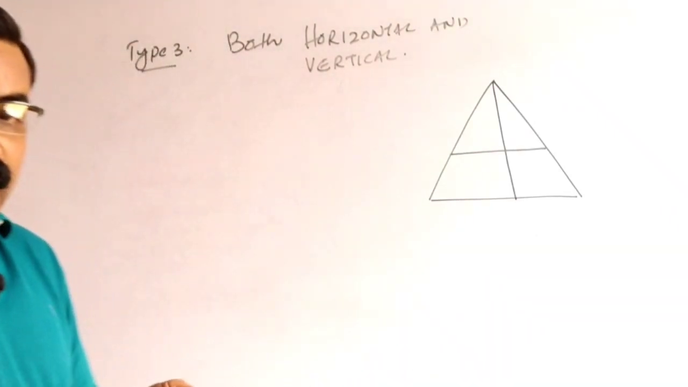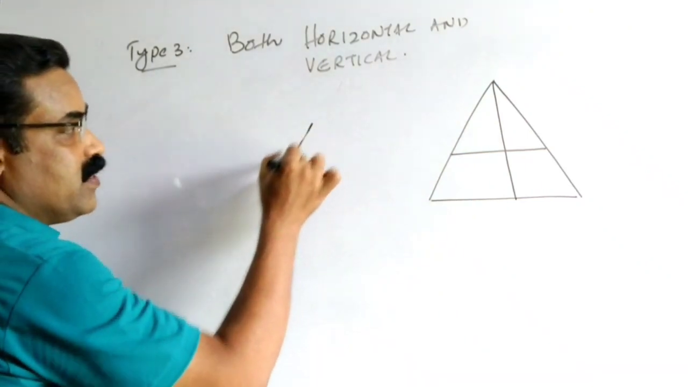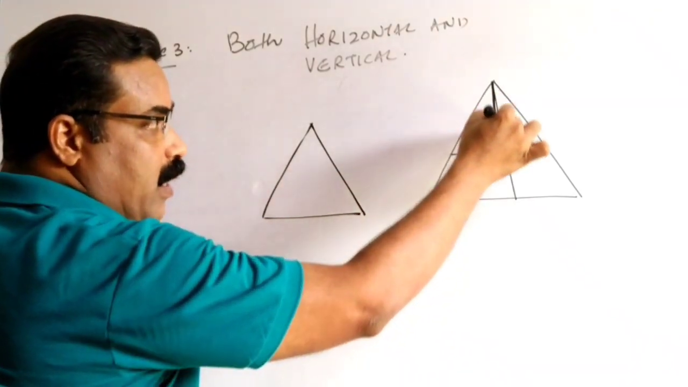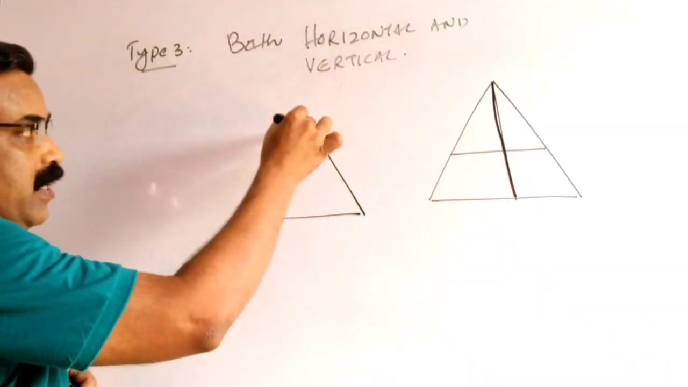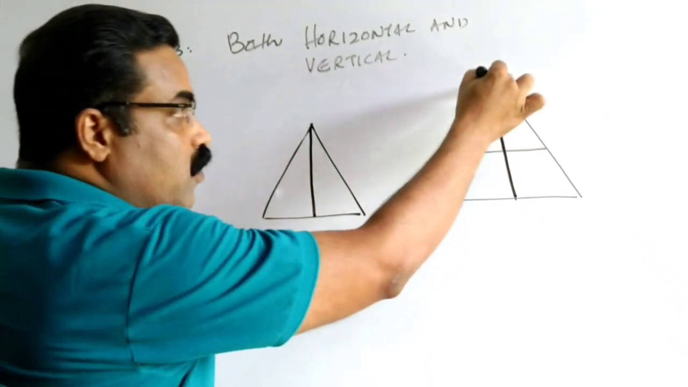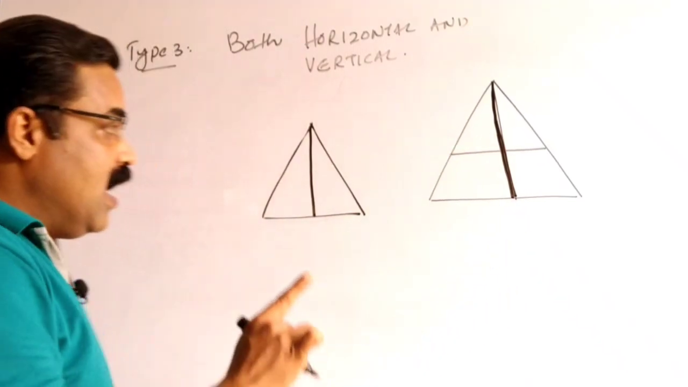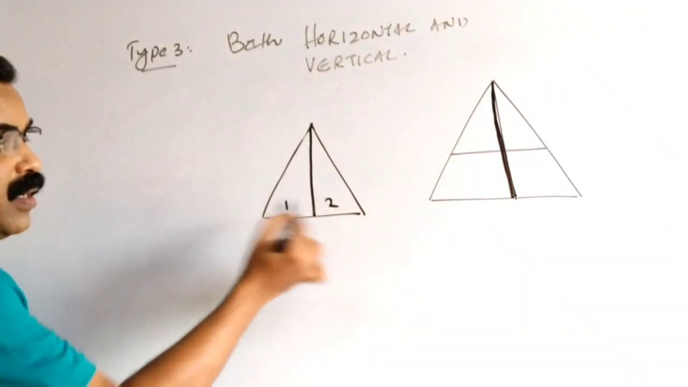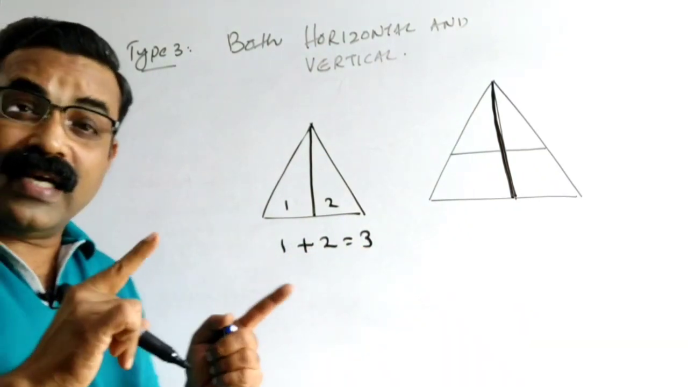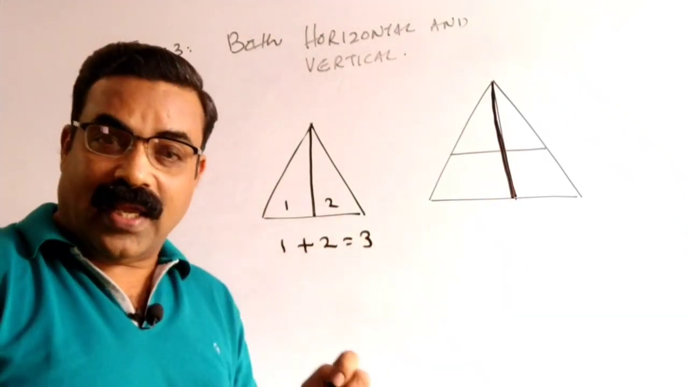So if you analyze this, you can see initially we have this figure like this. I am taking only this line now. So if I take only this vertical line, I will get 1 and 2 parts. So my total answer will be 1 plus 2 is equal to 3. We have seen that in the type 1 questions.